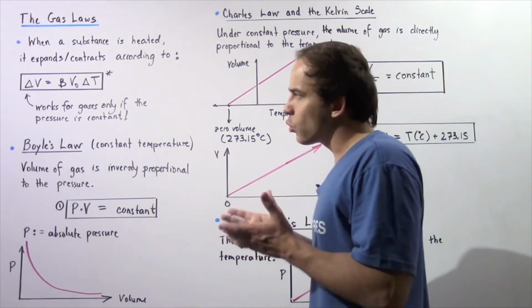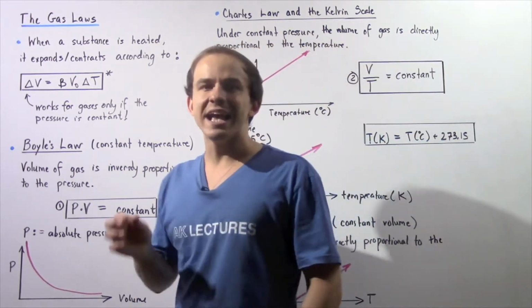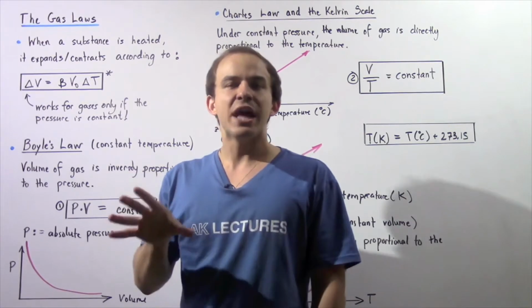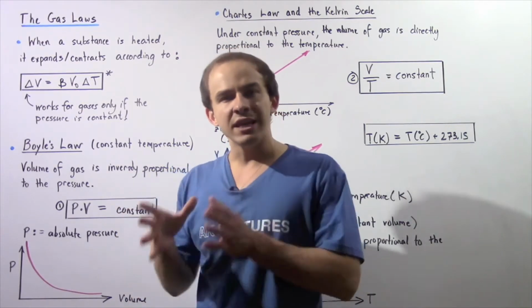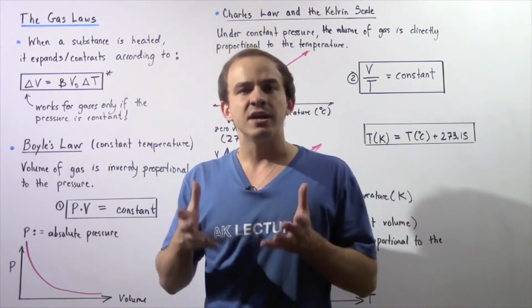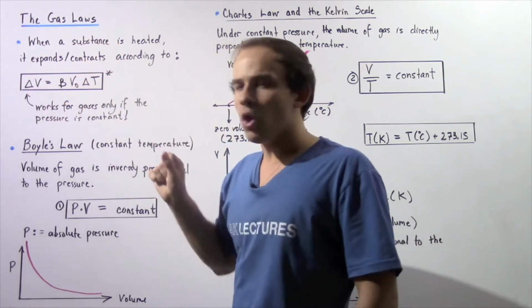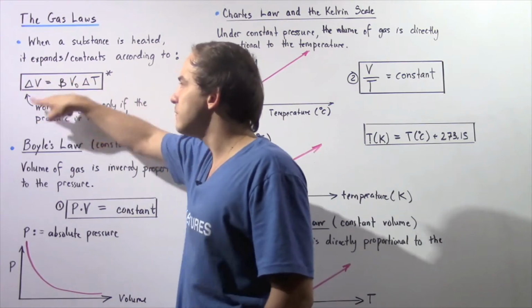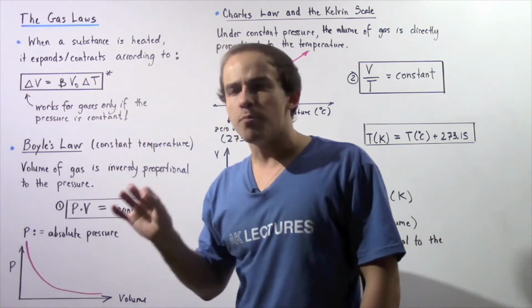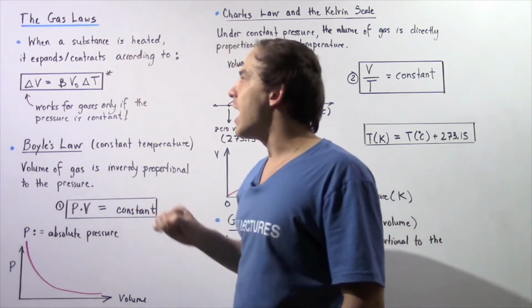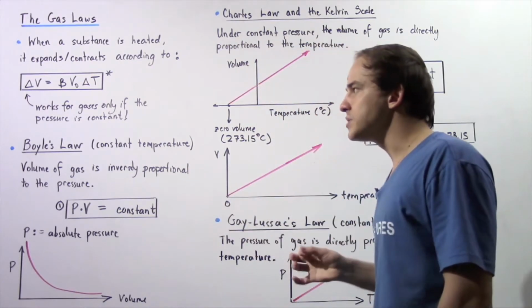Now, this equation works well for solid objects and liquid substances, and that's because solids and liquids are relatively incompressible. In other words, this equation only works as long as our change in volume is much smaller than the initial volume of our object or substance.